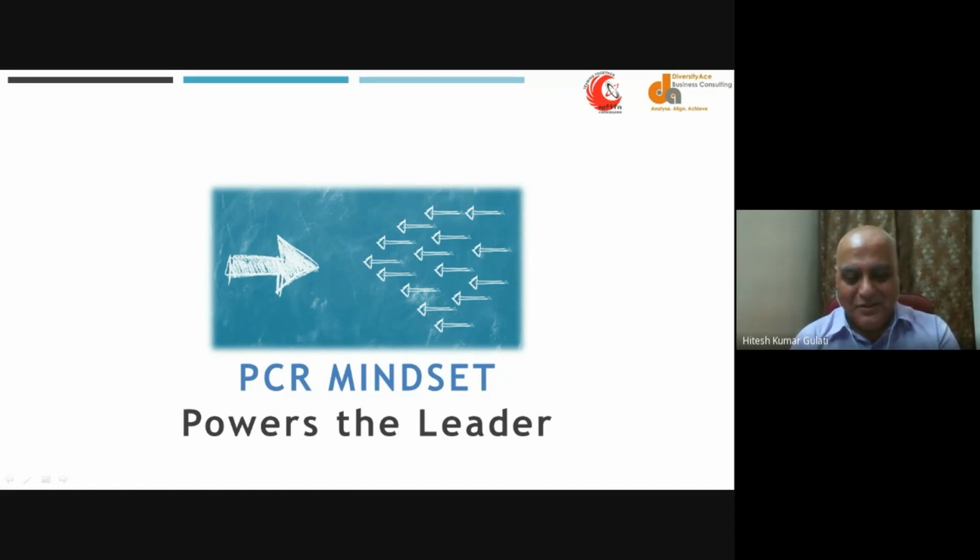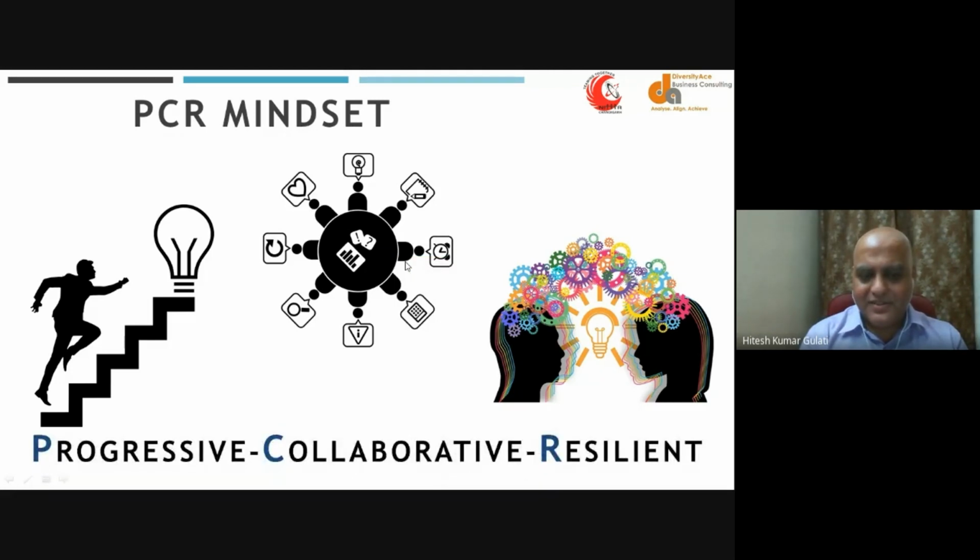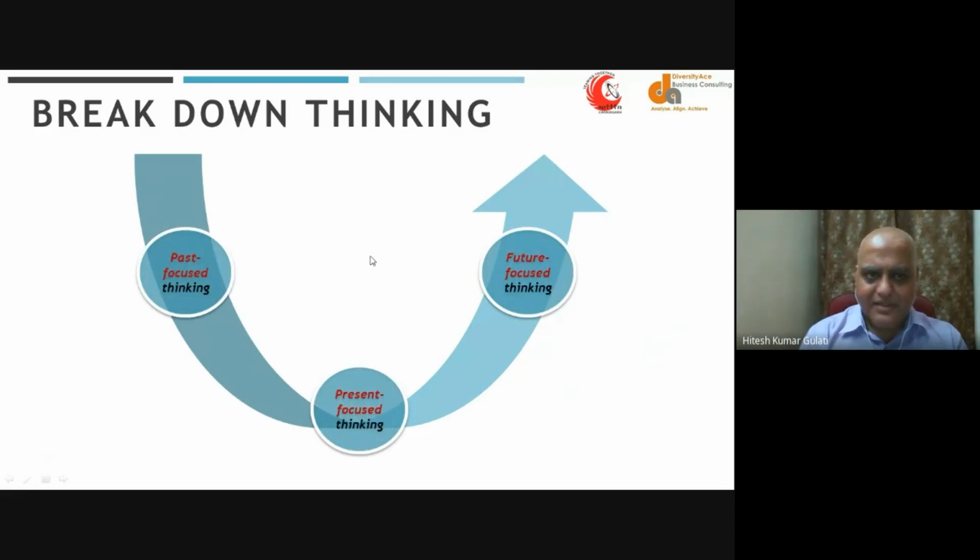Okay, let me straight away go to all three parameters, which are P, C, and R. We'll first take the P part, which is the progressive part. Now, as I shared with you, P is progressive, C is collaborative, R is resilient. And I'm skipping this slide, which is about the thinking part, because keeping in mind the time constraint, I'll go a bit fast here.